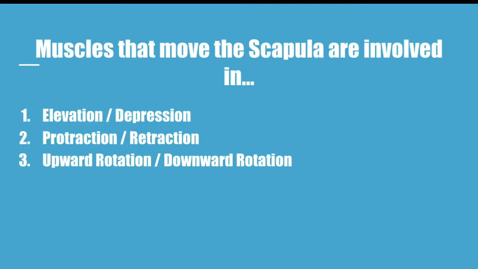And we also have upward rotation and downward rotation. Upward rotation is when the glenoid fossa is pointing more superiorly, and downward rotation is when the glenoid fossa is moving more inferiorly.